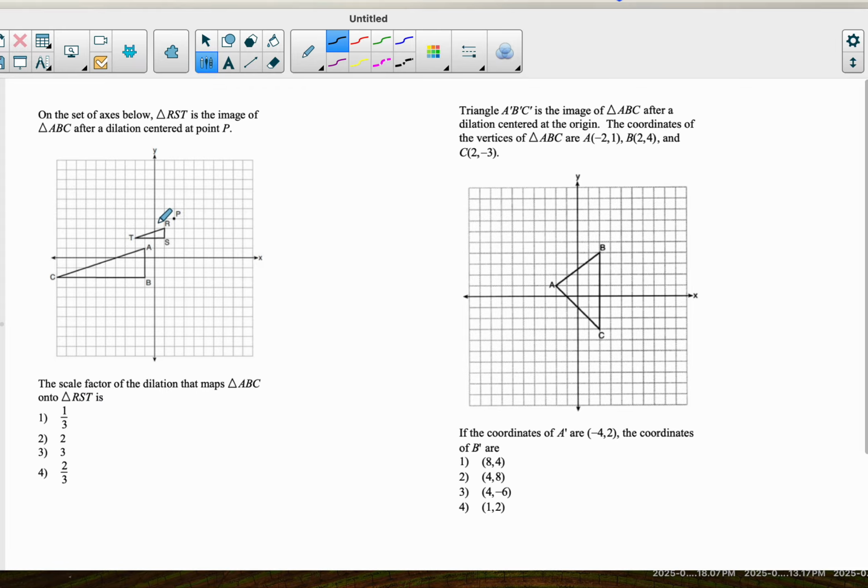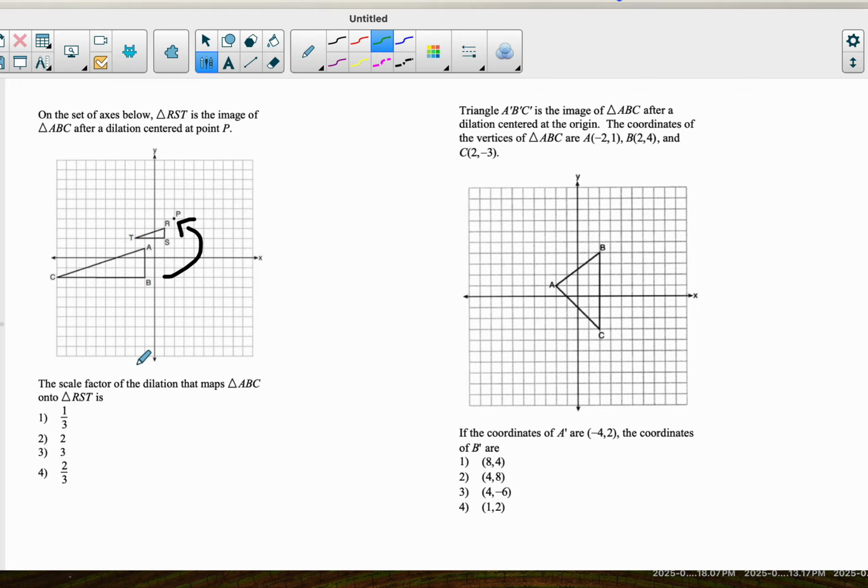For this one over here, it's saying that triangle RST is the image of triangle ABC after a dilation centered at point P. So triangle RST is the image, so this is the pre-image. So the dilation made the triangle smaller. The scale factor of the dilation that maps triangle ABC onto triangle RST is what? You should pause the video, think about it, and then unpause.